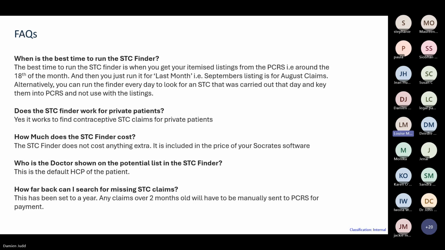And when you're claiming for STCs that you've missed, you can only claim back 2 months, I think it is, on the PCRS website. So if you've missed a STC from January, you can't submit for it. You have to manually do that.